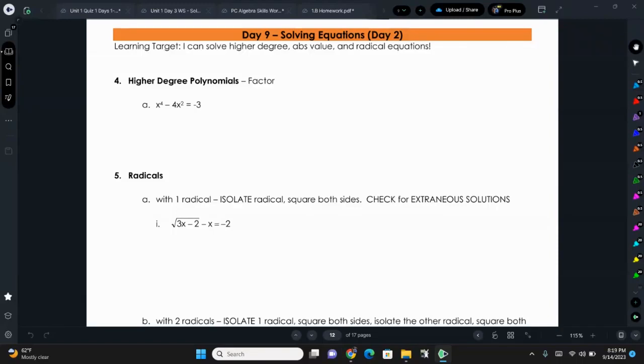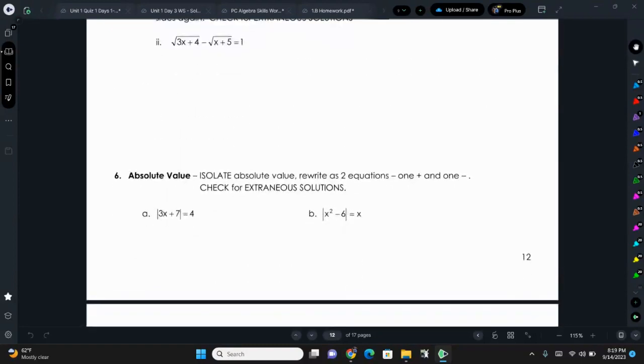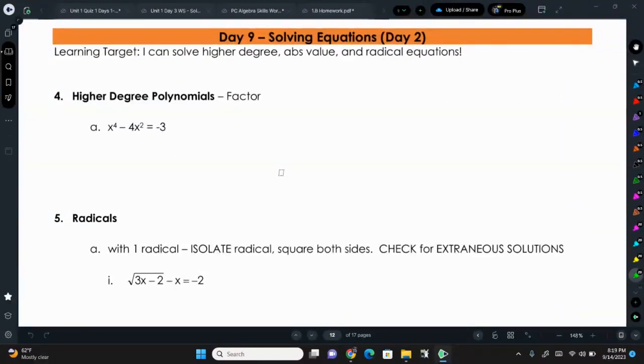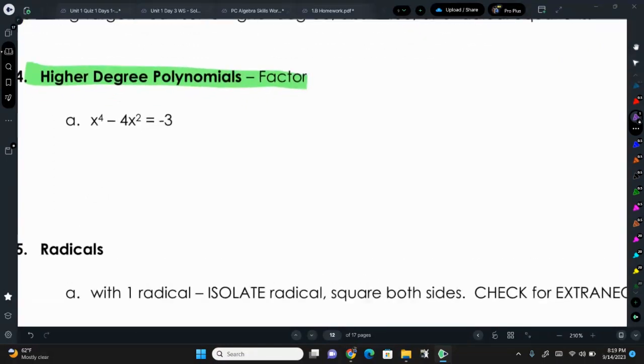What we're going to be working on today is solving polynomials of higher degree, solving radical equations, and absolute value equations. So for higher degree polynomials, our method to solve is going to be to factor. And remember, in order to factor, we have to make this equal to 0. So if we add 3 to both sides, we're going to get x to the fourth minus 4x squared plus 3 equals 0.